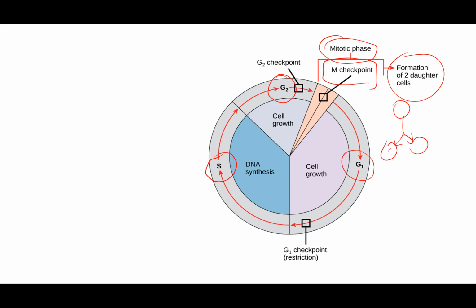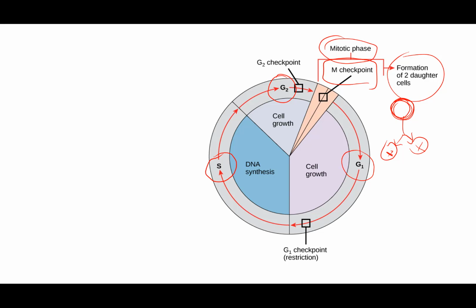Now, we want those two cells to be as healthy as the mother cell right here. So we want these two cells to have the same amount of DNA that the first one had. And that's very, very important. So in order to do this, the cell will check the status as it goes along. As the cell proceeds through all of those different phases, the cell will check and see, well, okay, where are we at? Are we ready to go?